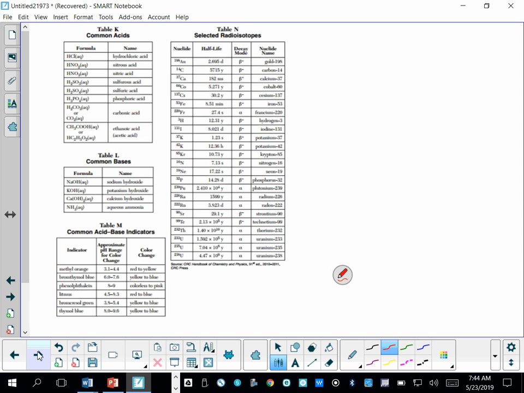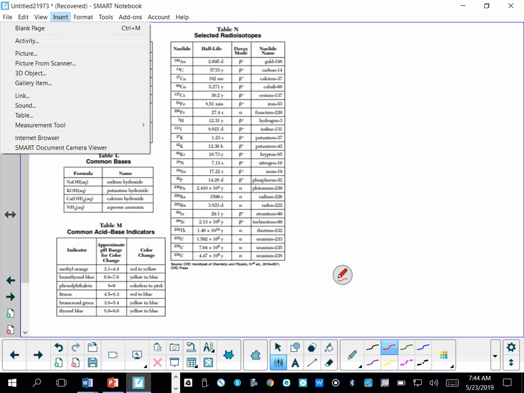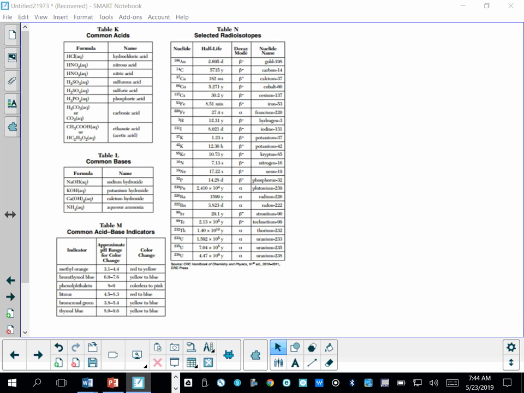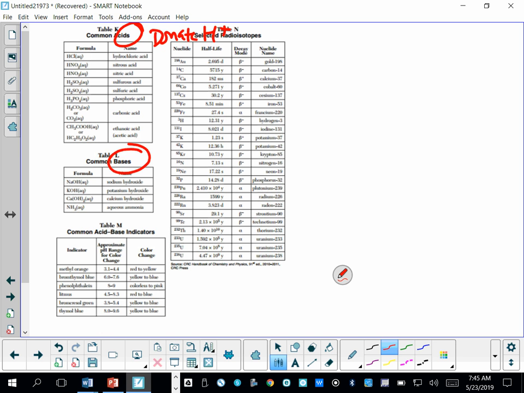Next up, next page, table K, common acids. I want you to circle, sorry, smartboard again, having a bit of a moment, but you're going to circle the word acid. Circle the word acid, then you're going to write next to it the Bronsted-Lowry definition of acid, which is donates H+. And bases, you're going to circle the word base, and next to that you're going to write the Bronsted-Lowry definition, which is accept H+. So we're going to add that in.